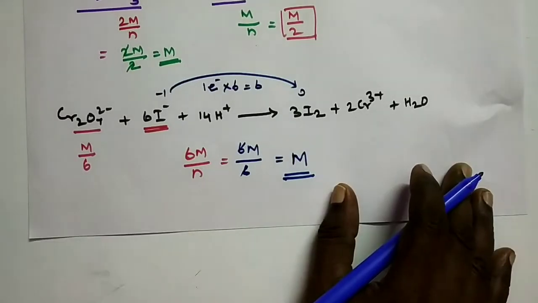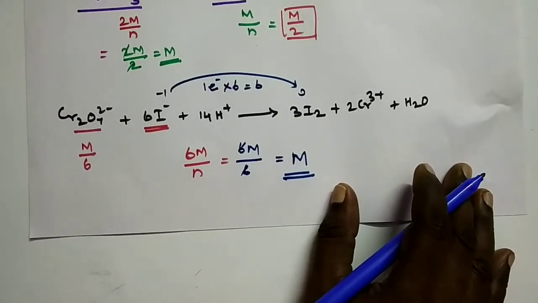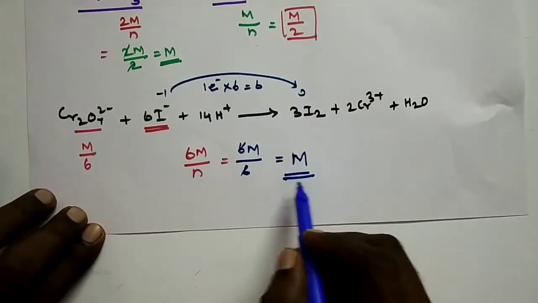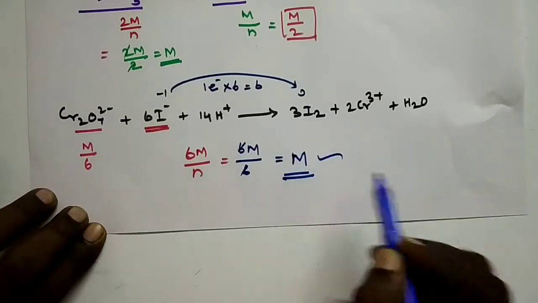The equivalent mass of I minus: here I minus means it is potassium iodide most probably. So the equivalent mass of I minus is nothing but its own molecular mass.